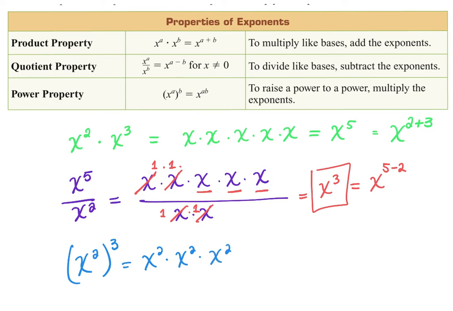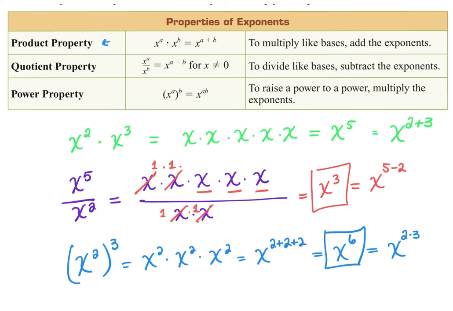I already have a rule about multiplying bases. What can I do with all those exponents? I could have added them, 2 plus 2 plus 2, according to this property up here. 2 plus 2 plus 2 sounds very much like 2 times 3, but that's 6. Which is the same thing as if I had done my property. That's 2 times 3. Power property. Power to a power.